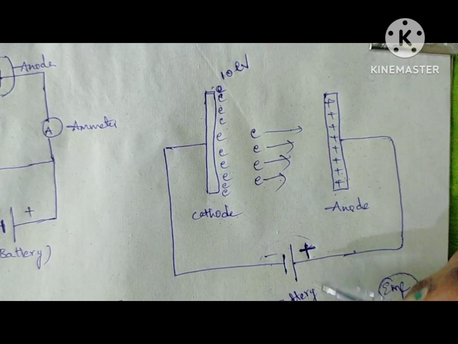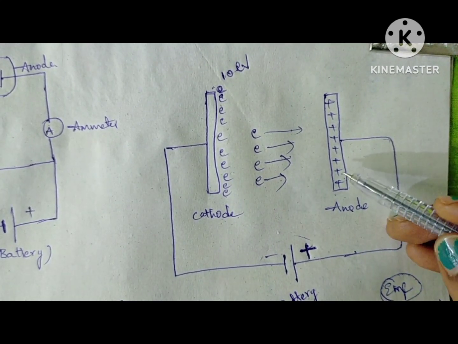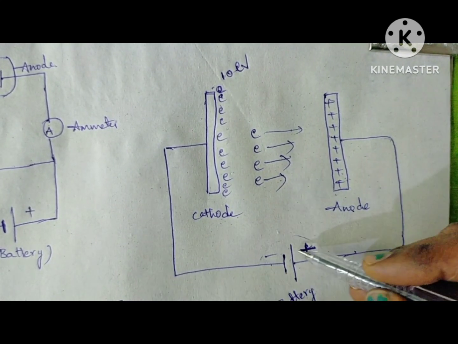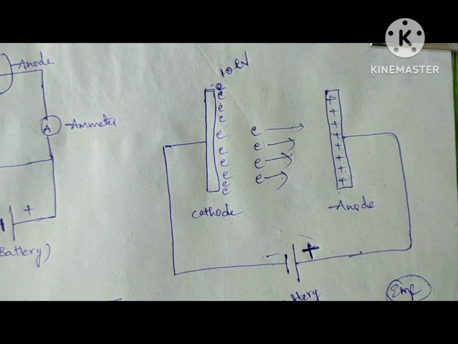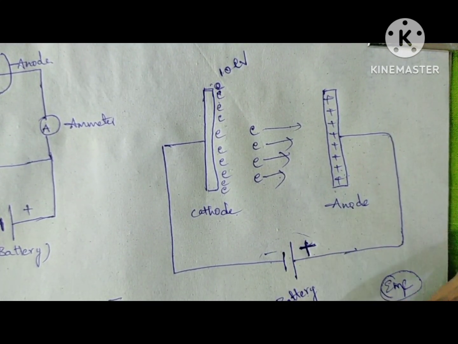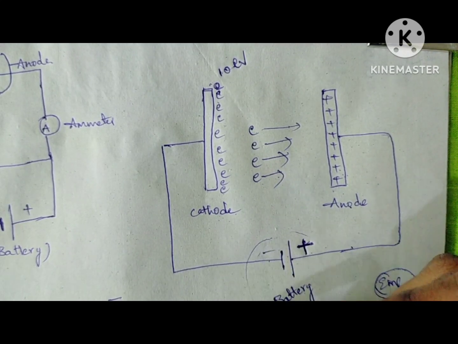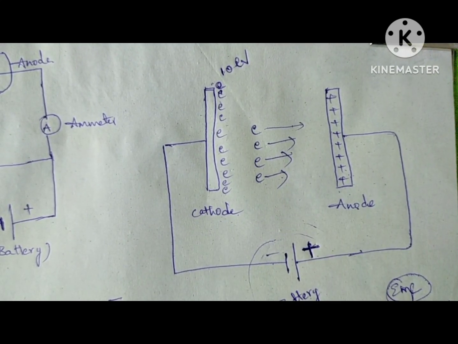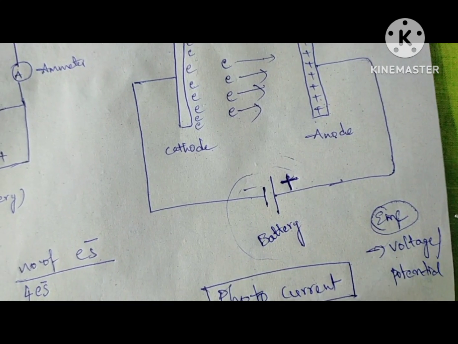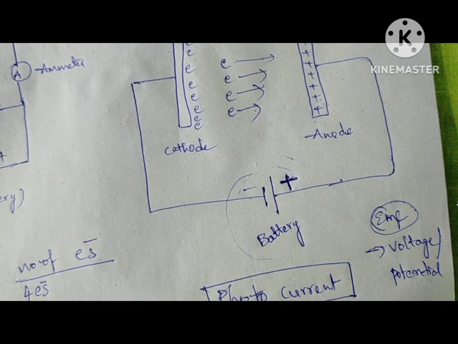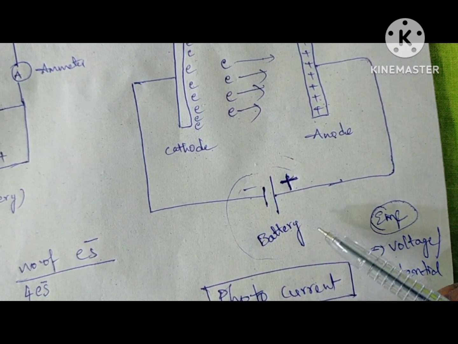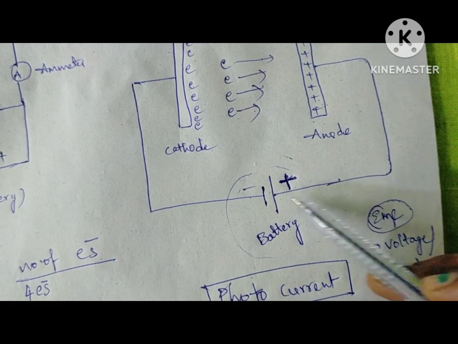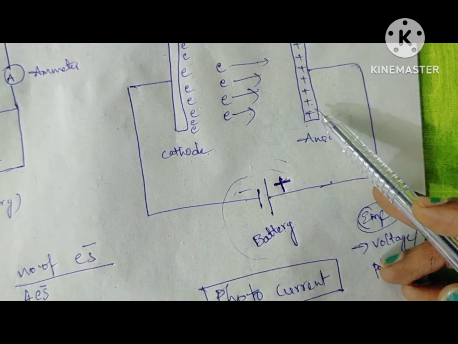See, if we connect a battery to this anode and cathode, a positive charge is developed in the anode because of this EMF of the battery. Battery has EMF. EMF means what? It's nothing but voltage or potential. So this is voltage. In the battery we have voltage. So by this voltage, a positive charge is developed in the anode.